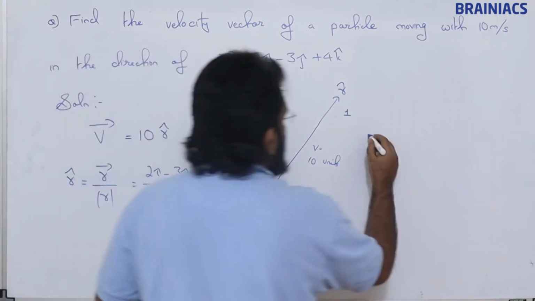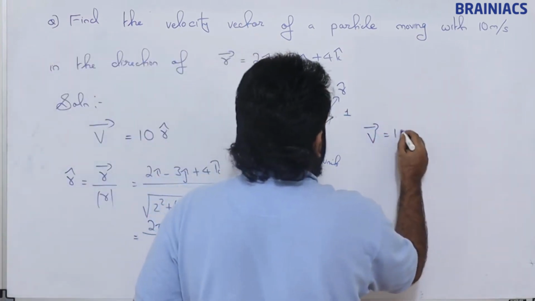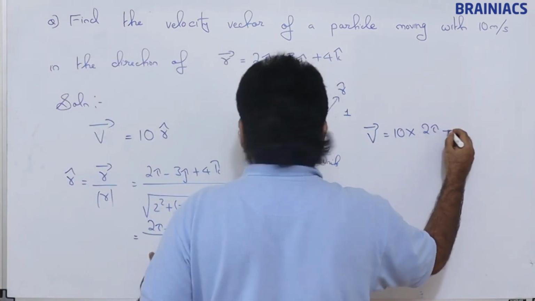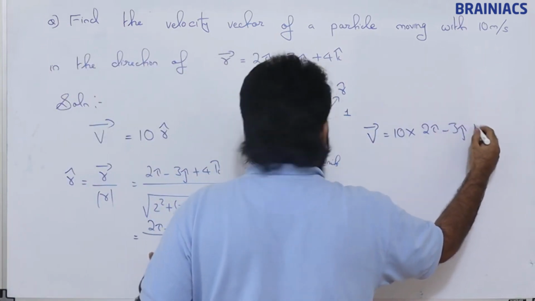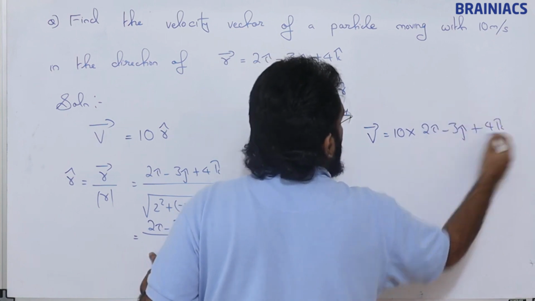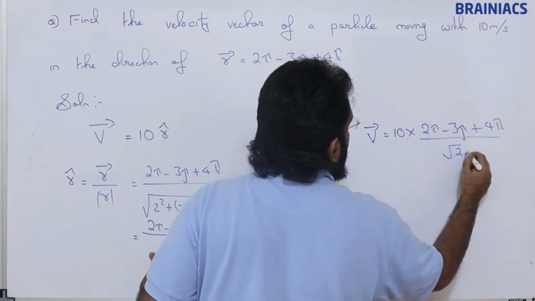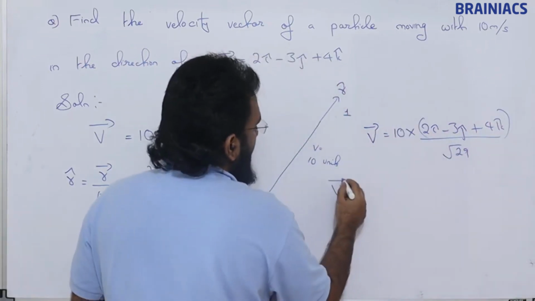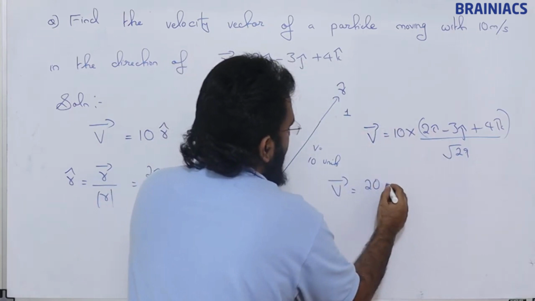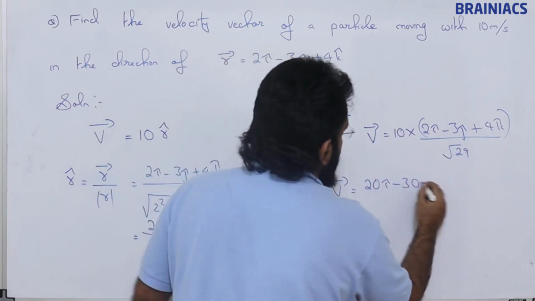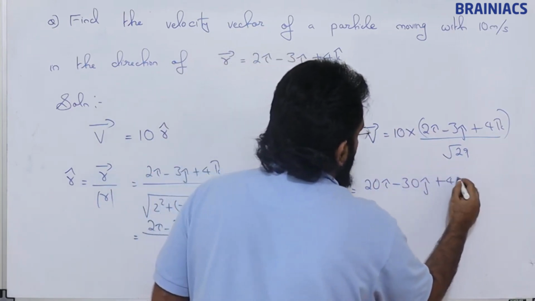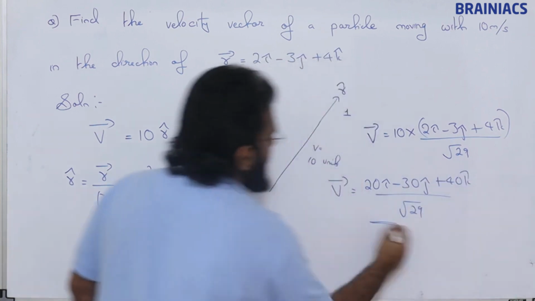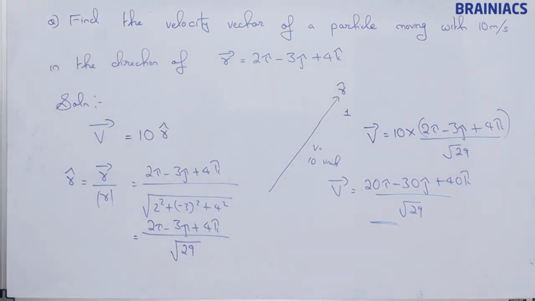So the velocity vector is nothing but 10 into this one, (2i minus 3j plus 4k) divided by root 29. If you want, you can keep it this way, or we can multiply and write (20i minus 30j plus 40k) divided by root 29. This is the velocity vector they are asking.